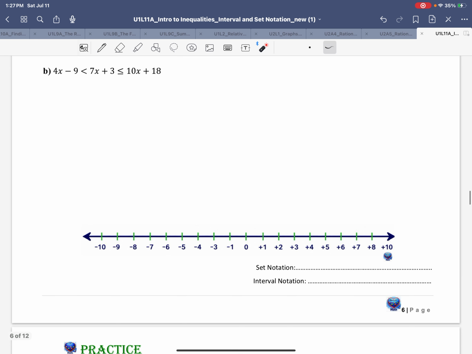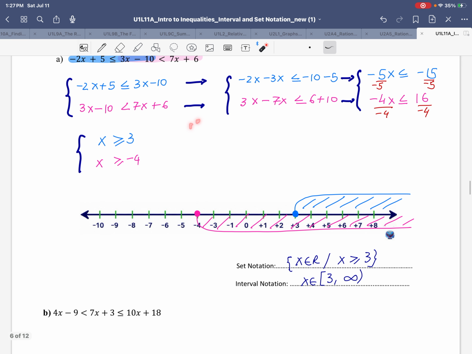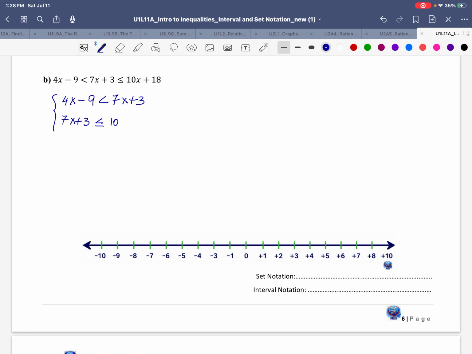So again, you have a double inequality and you have variables in every part of the inequality. Even if you had a variable only on one part of the inequality and you had a constant here, this is the method that we would have to follow. Because now, for x minus 9 less than 7x plus 3, and the second inequality would be 7x plus 3 less than or equal to 10x plus 18. Simplify.